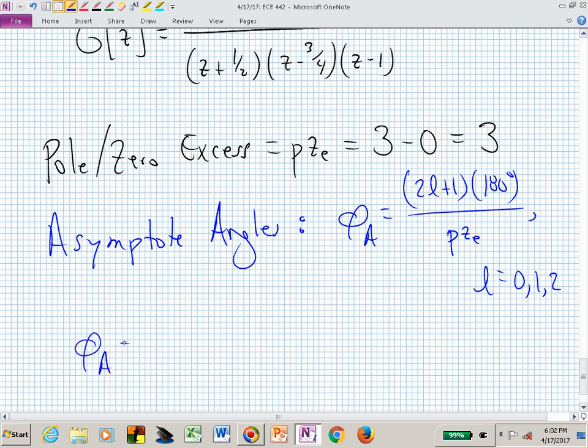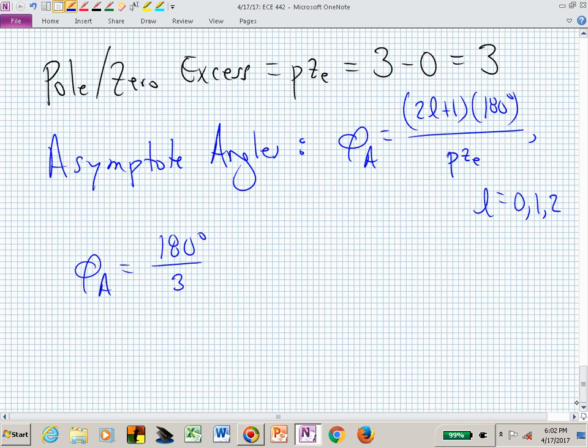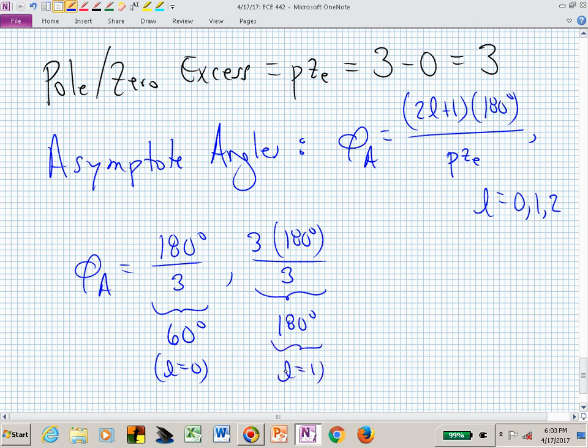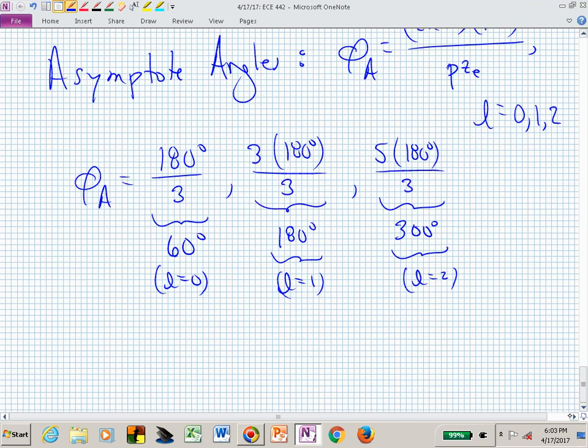I have phi sub A. If L is equal to 0, I have 1 times 180 divided by 3. That gives me 60 degrees. I have another asymptote angle when L is equal to 1, so that's 3 times 180 divided by 3, and that one's pretty clean since the 3's cancel. And I have my third asymptote angle, which is 5 times 180 divided by 3, or 300. Again, these are all measured with respect to the positive real axis, and this is with L equal to 2. Those are my 3 asymptote angles, 60, 180, and 300.